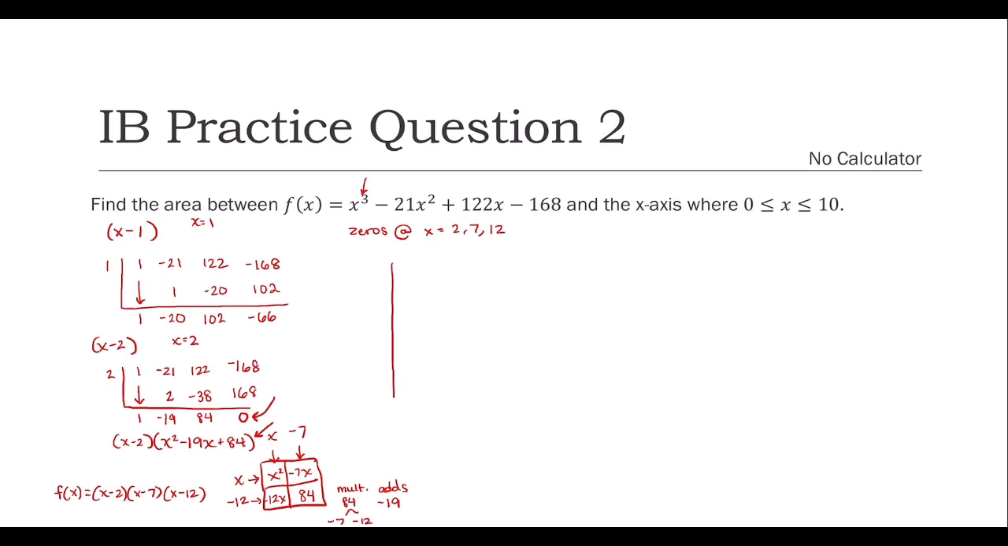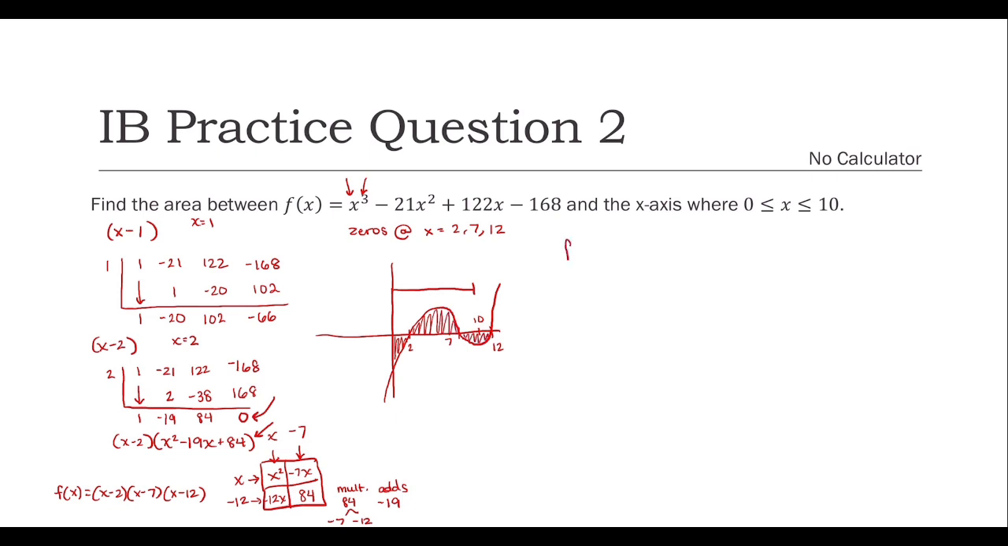So in a cubic function, because it's positive, it's going to start down and end up. So it'll start down. It'll go up through 2, come back down at 7, and then go back up at 12. So our function will look kind of like this, and our interval is from 0 to 10. So it would be from here to here. So we need to find this area, and this area. So we'll find them each separately.